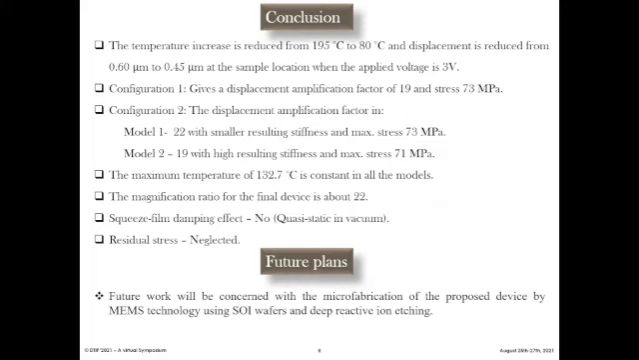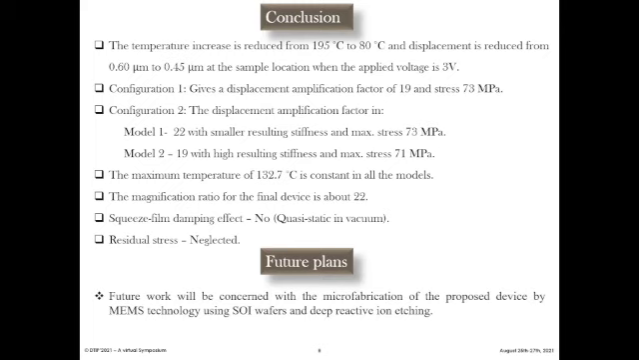Configuration 1 gives a displacement amplification factor of 19. This factor is calculated as the maximum displacement over the displacement delivered to the amplification beams, and a stress of 73 megapascal was observed. In configuration 2, model 1 moves with a factor of 22, but with a smaller resulting stiffness, and the stress remains the same as in configuration 1.